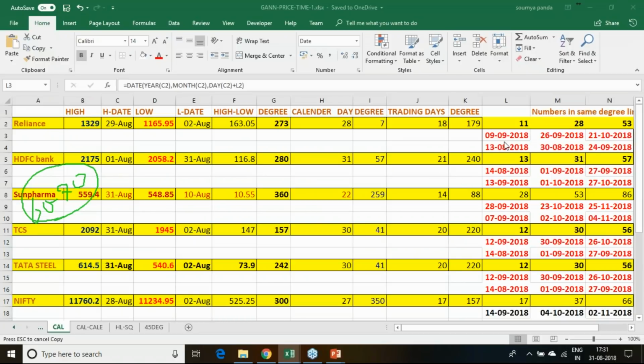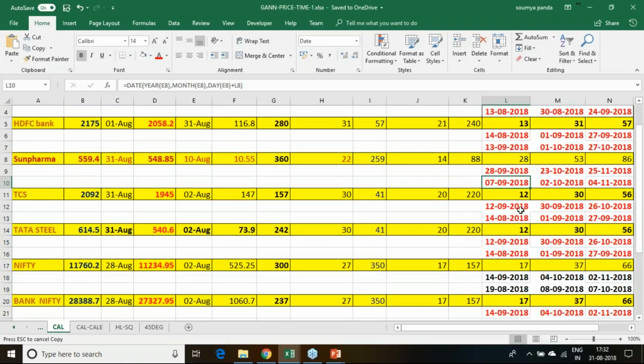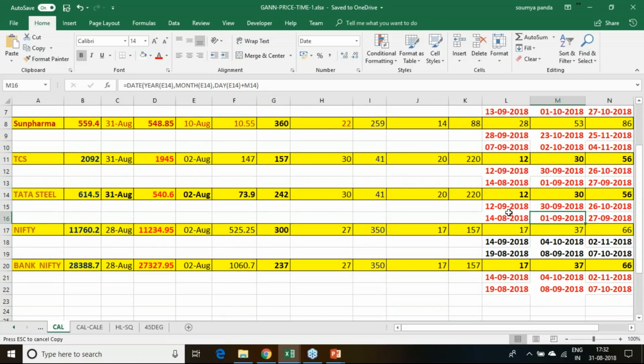This particular calculation for September: the trend change dates for Reliance we have calculated as 9th, 24th and 26th of September. The previous price trend will be the judgment factor on the trend change scenario. HDFC Bank, we have calculated 1st September, 27 and 30. Sun Pharma, we have calculated 28th and 7th, these two dates. And TCS, we have calculated 1st, 12th and 30th September and 27th September also. Tata Steel, we have calculated 1st, 12th and 30th September.